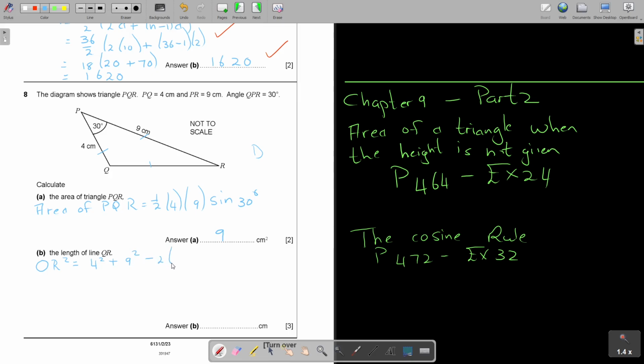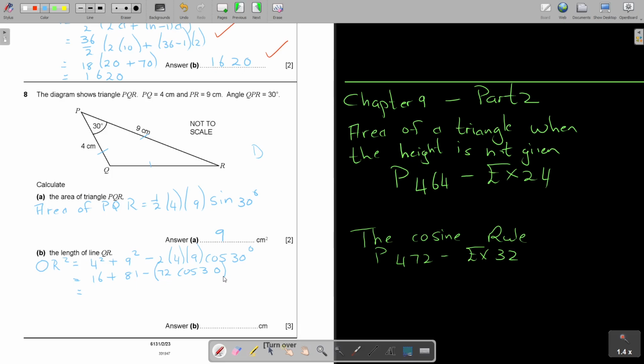And then the 2 that you square, you subtract 2 times 4 times 9 times cos of 30 degrees. And that is going to be 16 plus 81 minus 72 cos 30. And don't forget to write down the full calculator display. So press 16 plus 81 minus, I like to put a bracket. Some calculators will do it automatically. But bracket 72 multiply cos 30, close the bracket, equals.